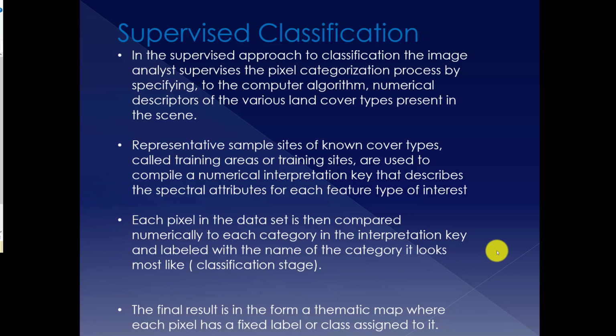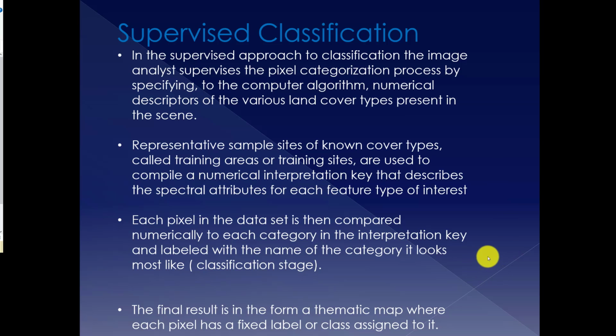So supervised classification, in looking at this procedure, the image analyst supervises the pixel categorization process by specifying to the computer algorithm numerical descriptors of the various land cover types present in the scene. Representative sample types of known cover types called training areas or training sites are used to compile a numerical interpretation key, and this describes the spectral attributes of each feature type of interest.